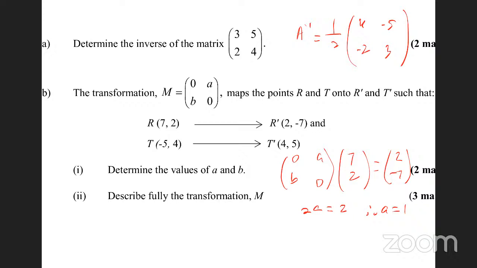Multiply it out. You'll get 7B is equal to minus 7. I got B to be minus 1. So the answer I have is 0, 1, minus 1, 0. The problem now is that you will have to know the transformations. So what is this one? A 90 degrees rotation, anti-clockwise.